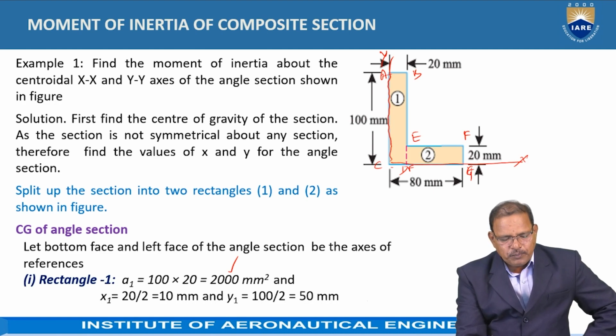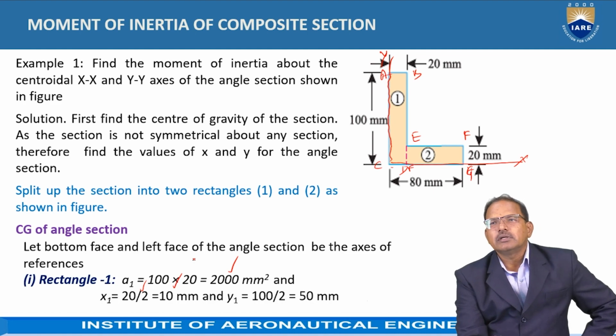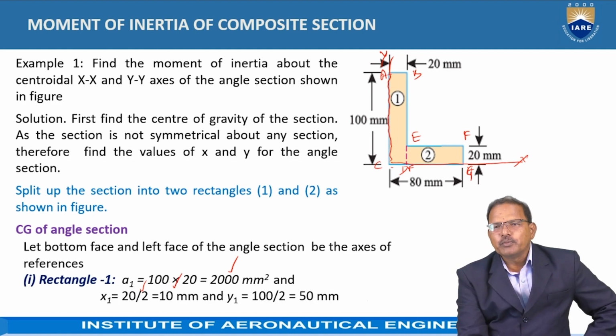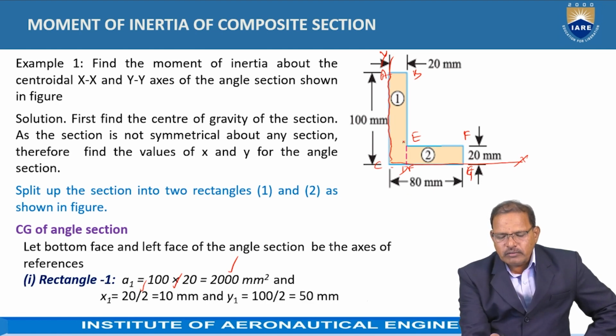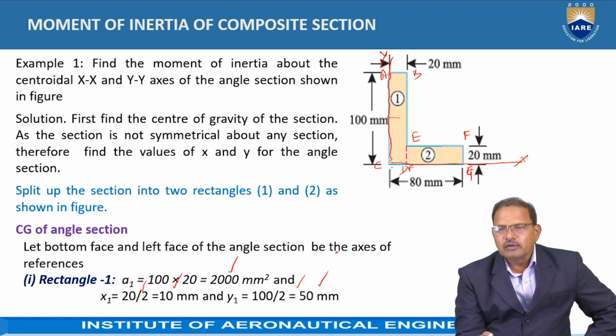And the position of x1, that is with respect to the y-axis, the position of the centroid is equal to half of the width now, that is 20 by 2, which is equal to 10 mm. Similarly, the y coordinate of the centroid is given by half of the height now, that is 100 by 2, equal to 50 mm.